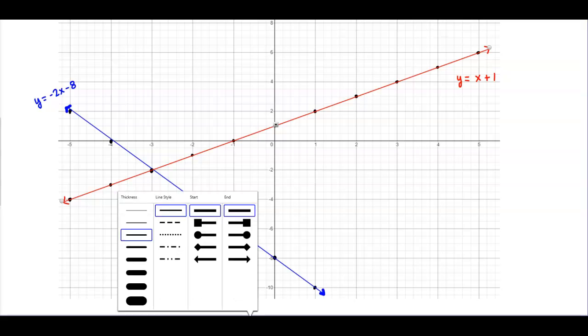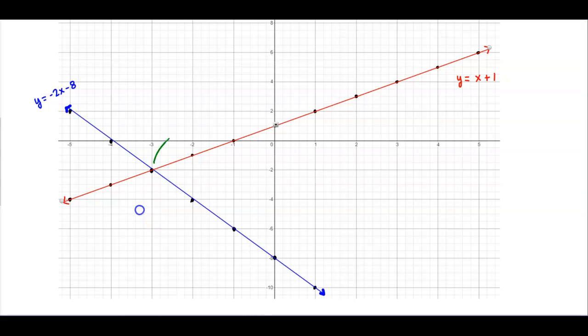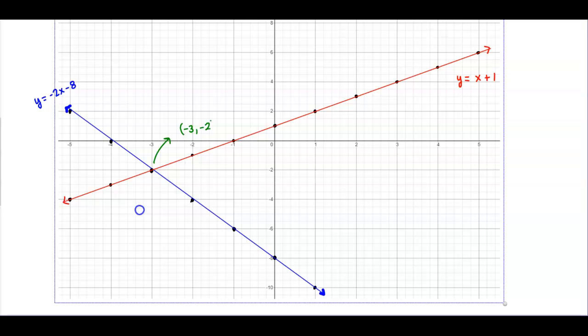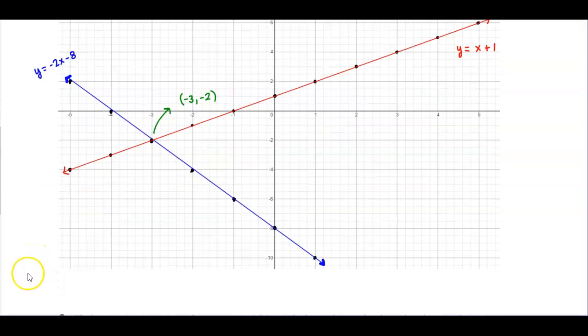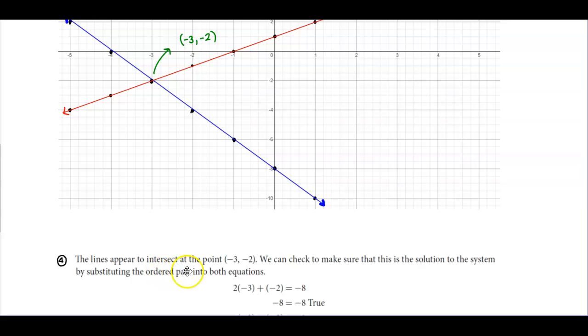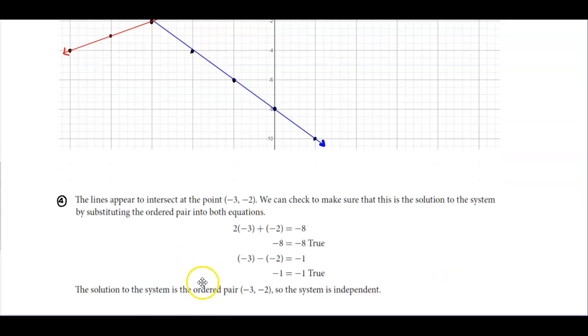So now if we take a look at this intersection point here, this is going to represent (negative 3, negative 2). And so where they intersect is going to be the solution to this system. So the lines appear to intersect at (negative 3, negative 2), and then we can check to make sure that this is a solution to the system by substituting the ordered pair back into both equations.